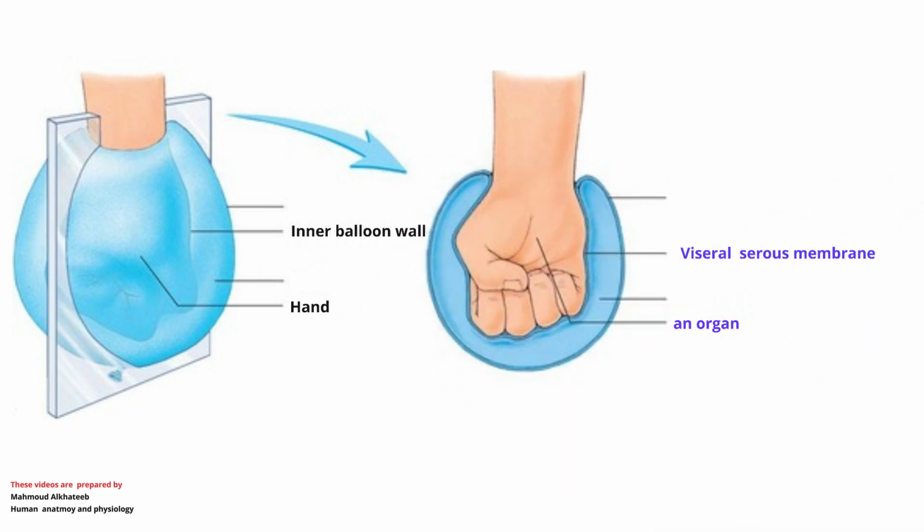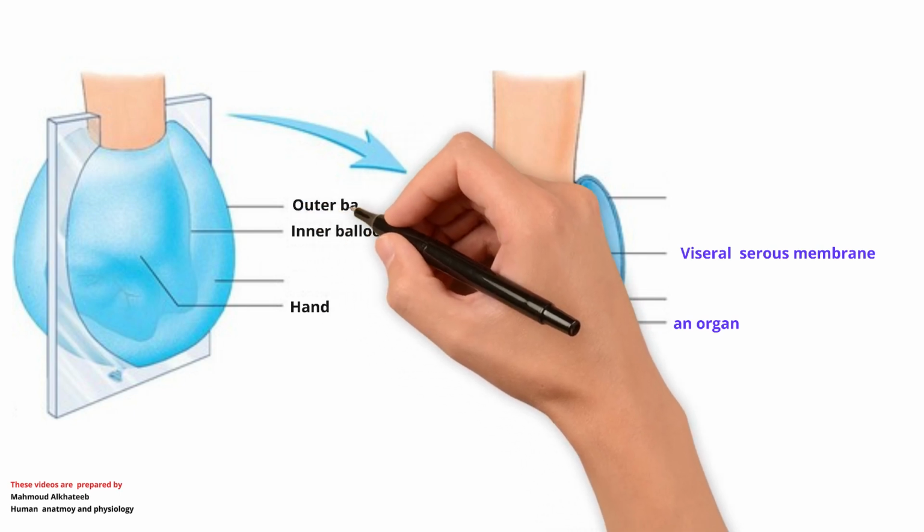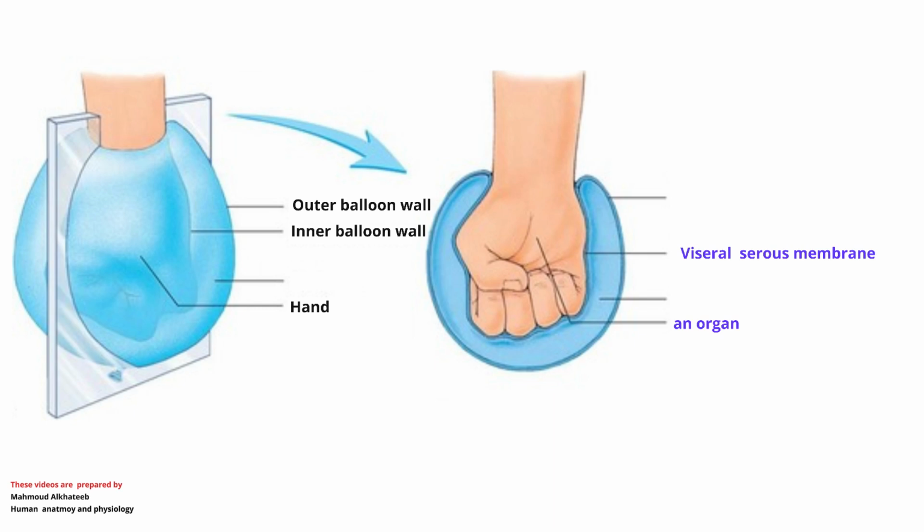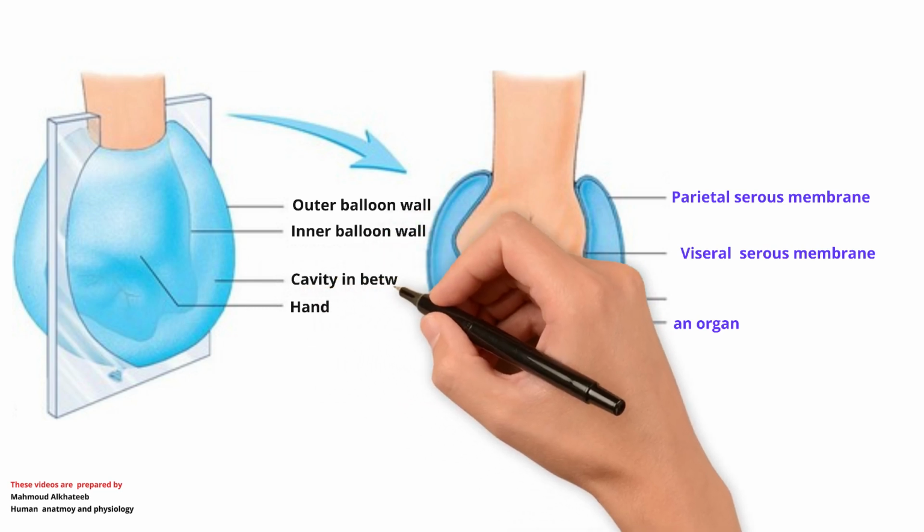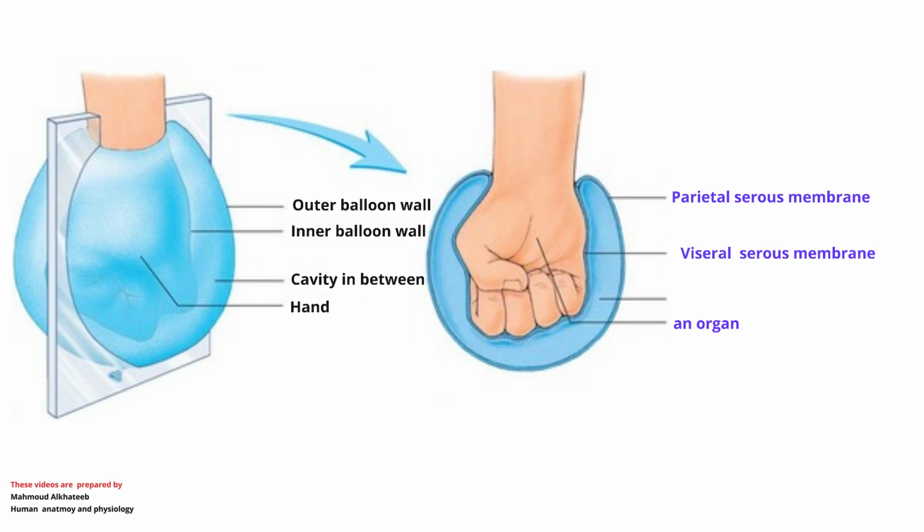The part of the balloon that's directly touching your hand is like the visceral layer of a serous membrane, that clings to and covers the organ itself. The other outer part of the balloon, which is still intact and not touching your hand, represents the parietal layer, lining the body cavity. In between these two layers of the balloon, there's a thin space filled with a little bit of air, just like how serous membranes have a small space filled with serous fluid.